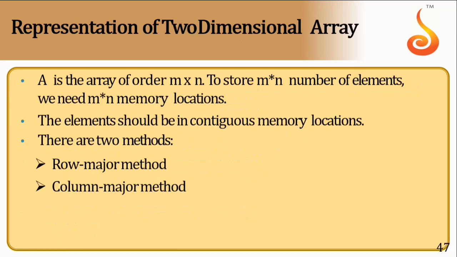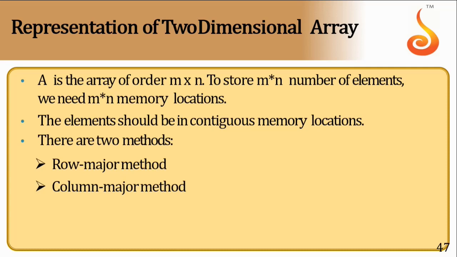The next topic, yes, they will ask you this in the exam: the row major and the column major representation. In a two-dimensional array of order m cross n, to store m into n number of elements, we need m into n memory locations. Yes, 9 elements if you want to store. For example, you can take 3 rows and 3 columns. So I need to store 9 elements and then I need that many memory locations.